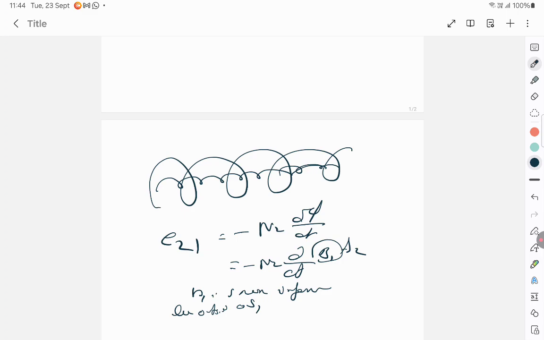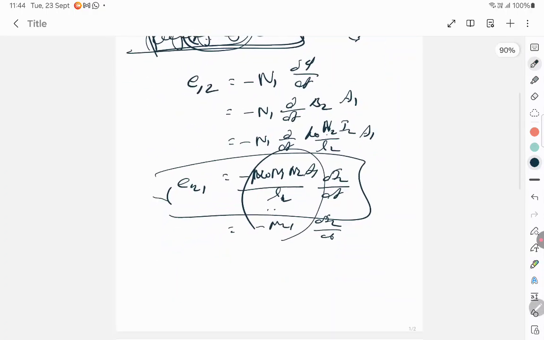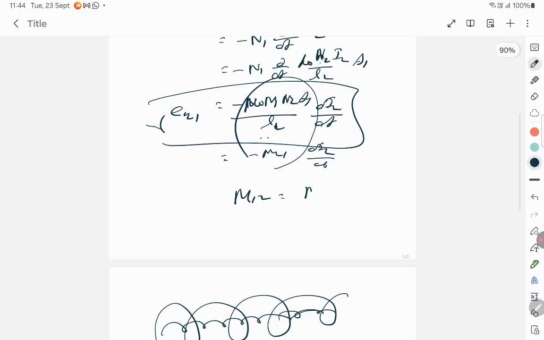They simply took it as an approximation, the way my effect acts on you, your effect will act on me the same way, and they just decided that M12 will be equal to M21, and they continue to write the same answer. Are you clear? Yes. Okay.